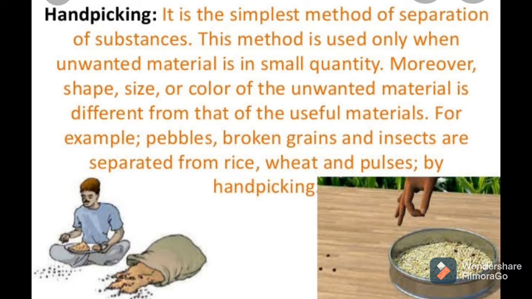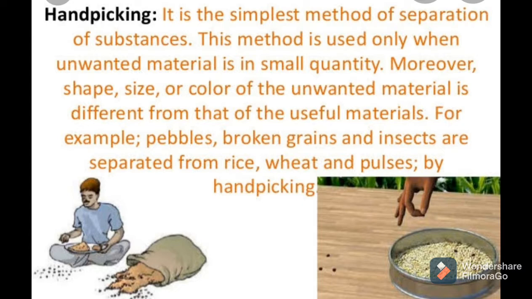Your mother does this activity daily. Whenever she is going to cook rice, first what will she do? She separates small stones. If an insect is there, she picks it by hand and removes it. So this is the simplest method, hand picking. But we can use this method only when the unwanted material is in small quantity. When we are talking about rice, wheat or any grains, these small stones are present in small quantity, so we can easily remove them by hand picking.